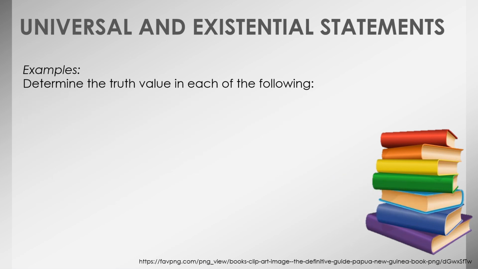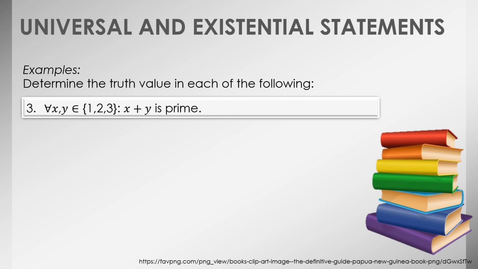Now, for the third one, we have this. This is again a universal statement because of the presence of this universal quantifier. This means that for this statement to be true, all values of x and y must satisfy the given statement. But before that, let us first determine the values of x and y. Since the involved variables are x and y, we must obtain all possible ordered pairs using the set of values given for x and y.